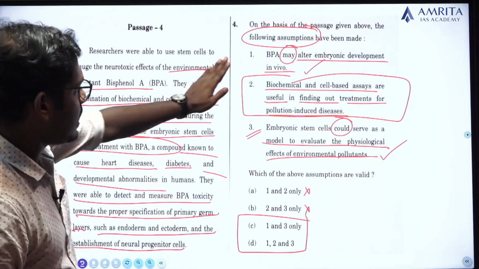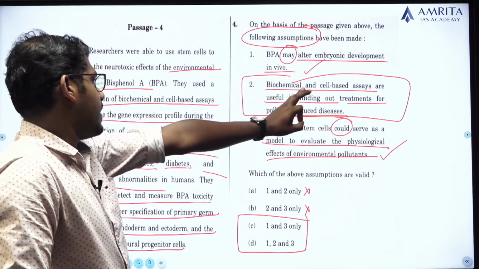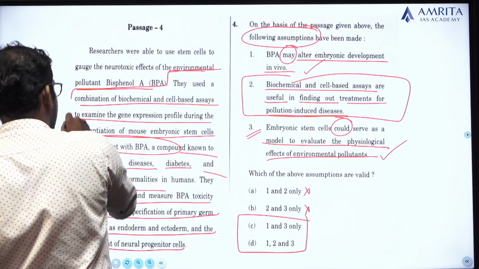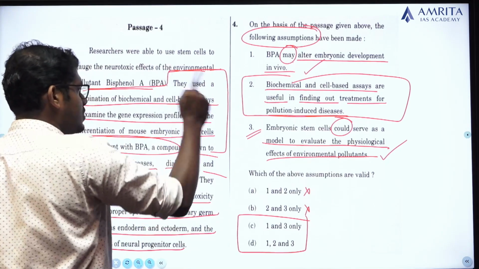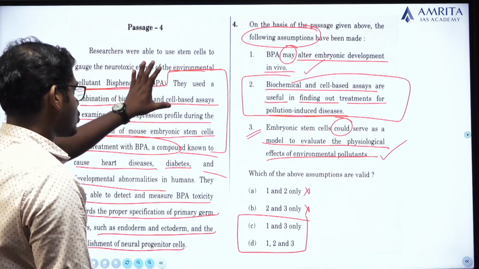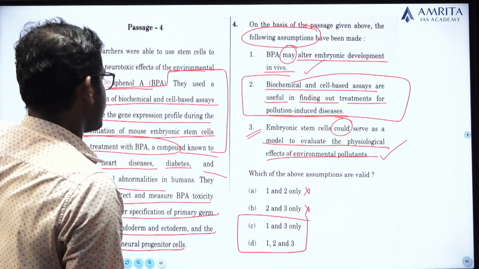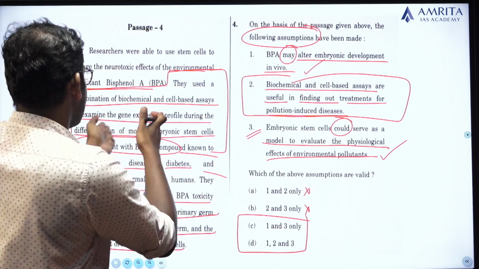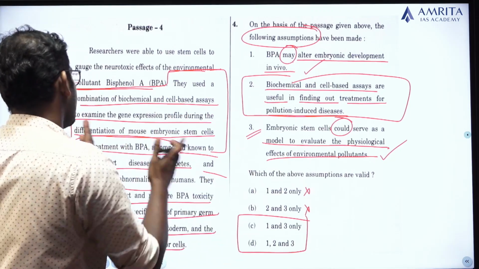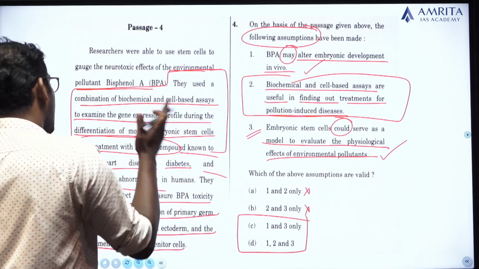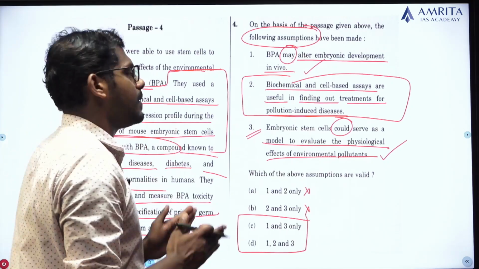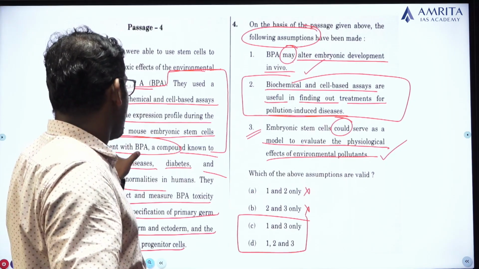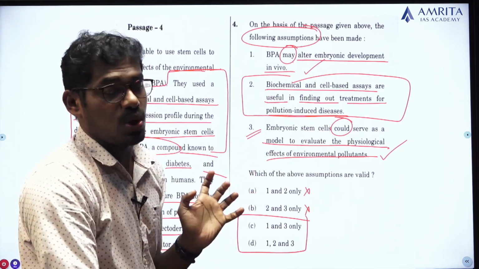See, the statement says biochemical and cell-based assays. Concentrate more on this, because we have to check only the second statement. Focus here. They used a combination of biochemical and cell-based assays to examine the gene expression profile during the differentiation of mouse embryonic stem cells upon treatment with BPA. So this specifically deals with a compound or a pollutant, that is bisphenol A.